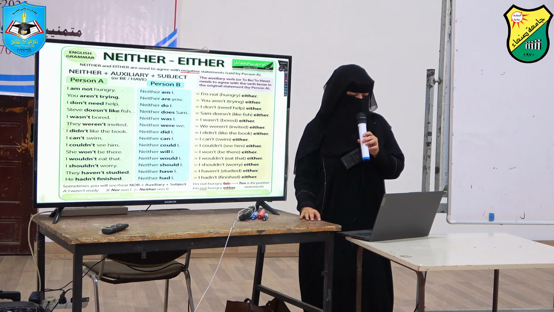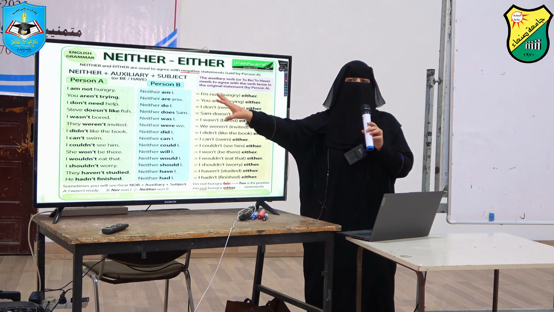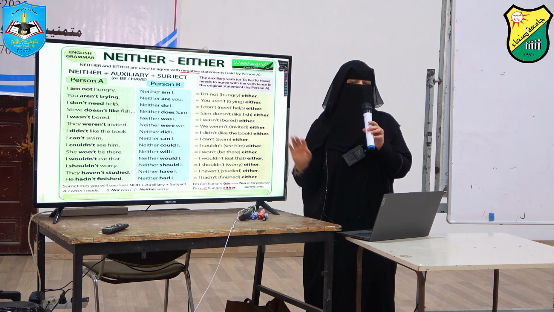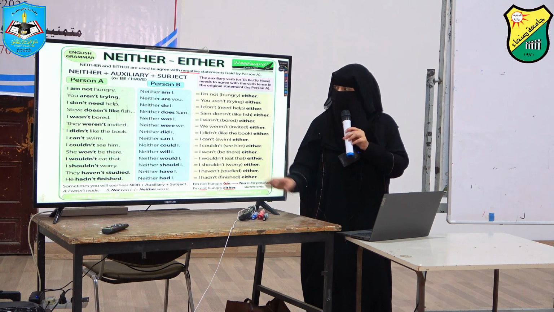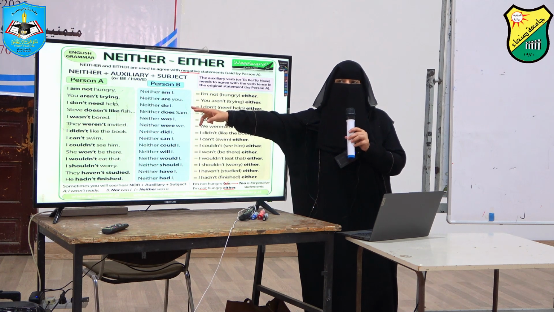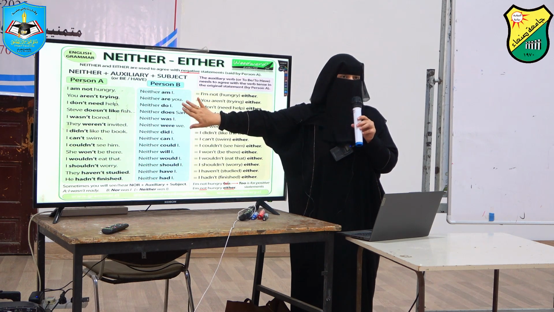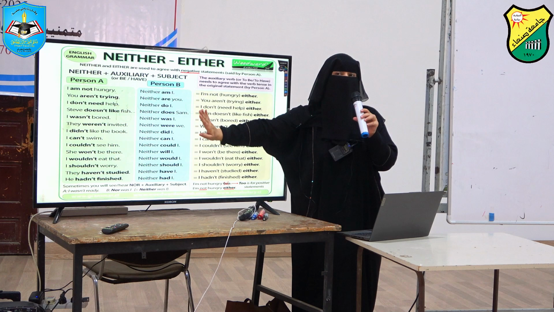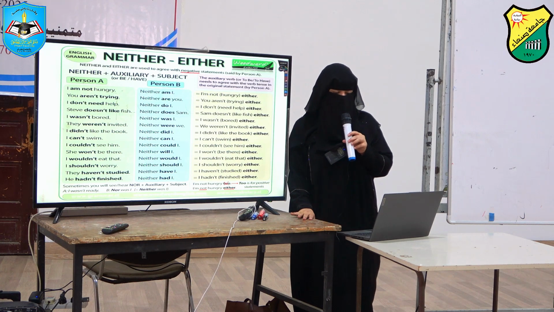Sentence number 2: you aren't trying. Neither are you, or you are not either. When the verb is there, it is easy: the auxiliary verb stays as it is. Next, I don't need help. Neither do I. Can I say neither don't I? No, I cannot, because with neither we don't add not, but with either we add not. I will say I don't either.